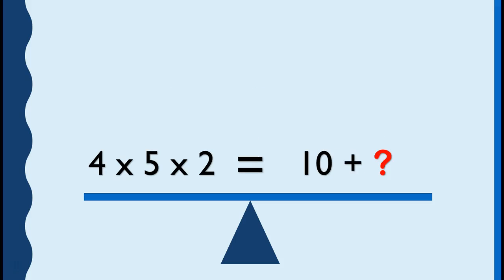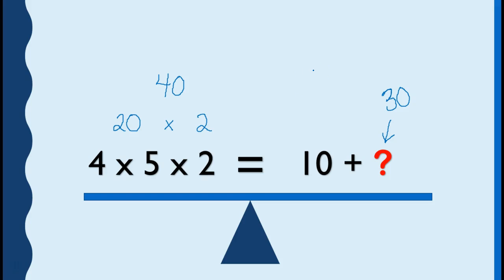Let's take a look at this one. What would I have to add to 10 to equal this side? Well, first we better figure out what this side equals, right? 4 times 5 would be 20, times 2, that would be 40. Okay, so now I have to try to figure out what belongs here. What do you think? I would put a 30 because 30 plus 10 equals 40.